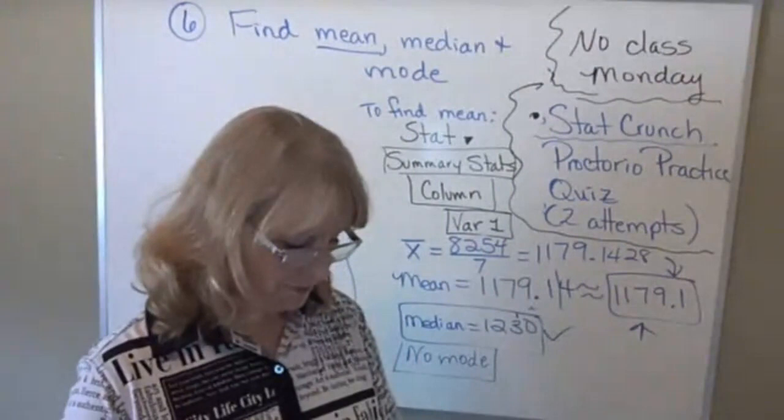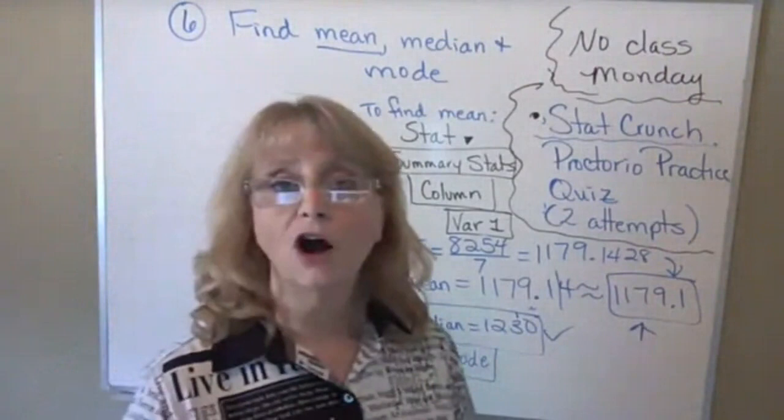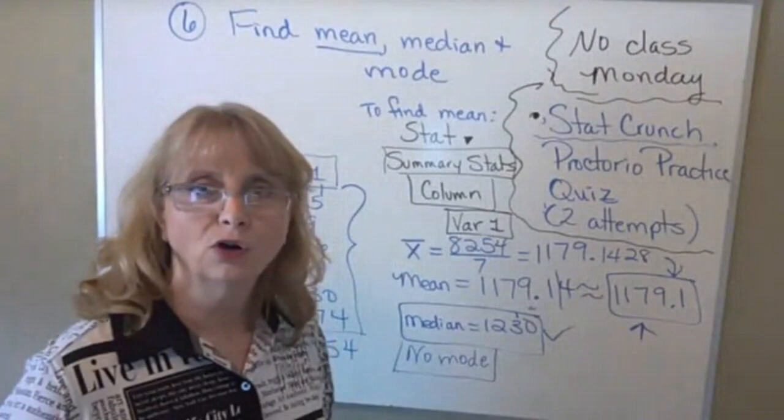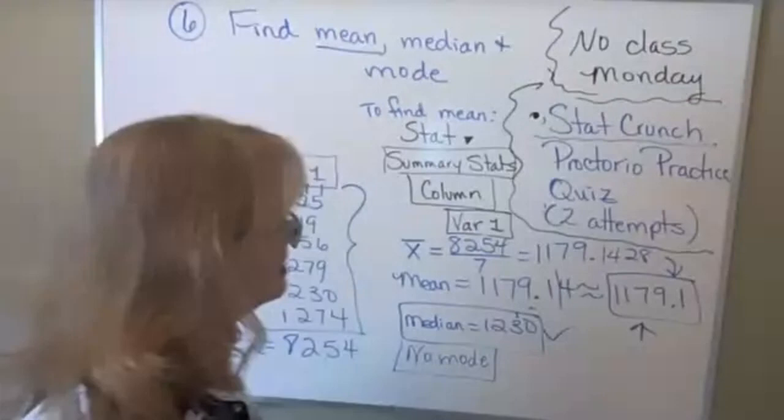So that's a quick explanation of how you can use StatCrunch to sort your data, which helps you find the median and the mode, and also how you can do summary statistics to find the mean, and there are other things, and we'll talk about the other things in a later assignment. So, Christina, you had asked about StatCrunch. Does that get you through for what we need right now? Yes, thank you.